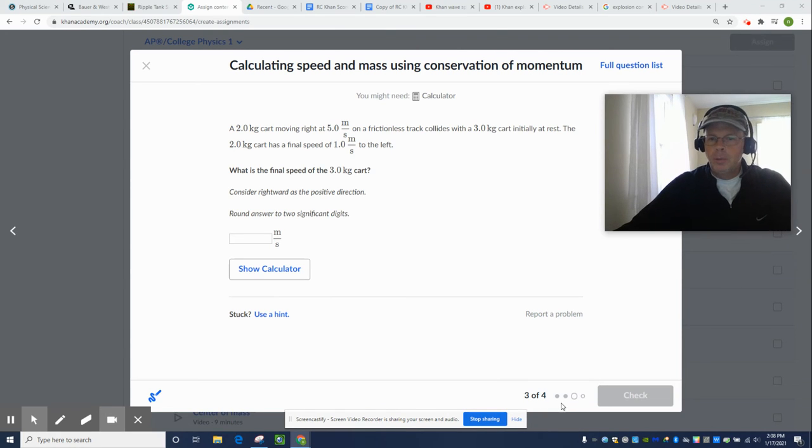All right, as you can see by the two gray dots on the bottom, I'm on a losing streak. Third time's the charm, I guess.